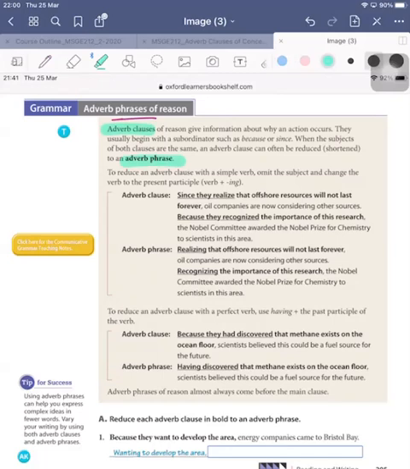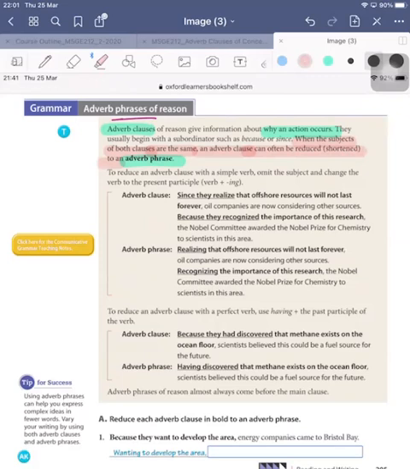Right. If you look at the screen now, if you look at the page here, adverb clauses of reason give information about why an action occurs. So they usually begin with a subordinator such as because or since. When the subjects, have a look at this part. When the subjects of both clauses are the same, an adverb clause can often be reduced to an adverb phrase. Okay, this might sound a little bit confusing, but as we go through, I hope that I can give you more information so you understand this more.